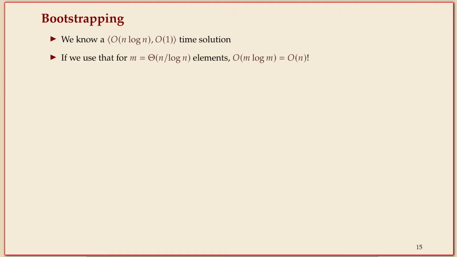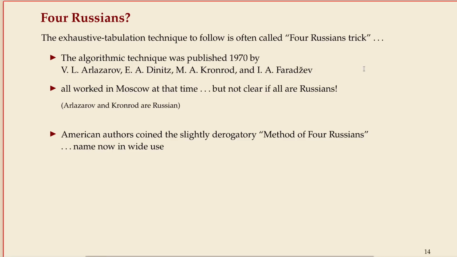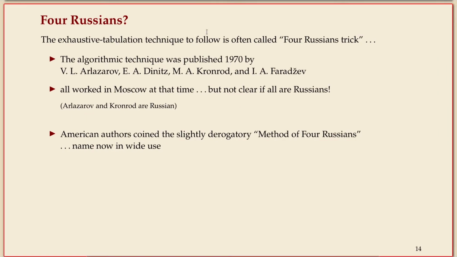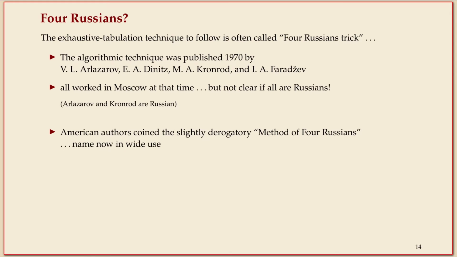But I wanted to put this here because if you read about this technique, you will often see it called the four Russians trick. So it's useful to know that this is meant. I don't think it's particularly good to call it like that. It's not very helpful and not even historically accurate. So what is the exhaustive tabulation trick?